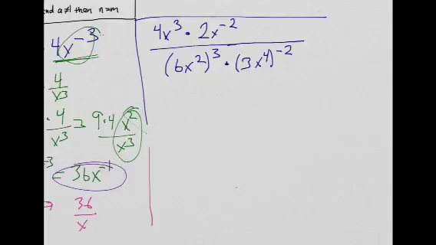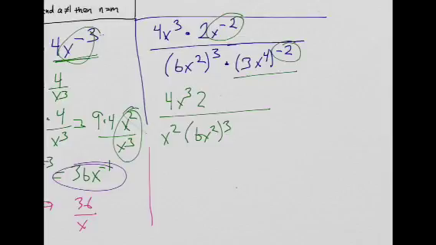Again, one thing we can always do is get rid of the negative exponents. So I'm going to rewrite this with only positive exponents. So 4 is positive, x to the third is positive, 2 is positive, x to the negative 2, that's a negative exponent, so I'll put that on the bottom. Now it's positive once I've moved it to the bottom. On the bottom I have this 6x squared to the third power, and I have this, but that's all to a negative power, so I'm going to move the whole thing up top.